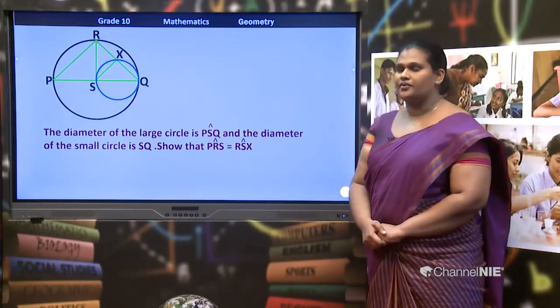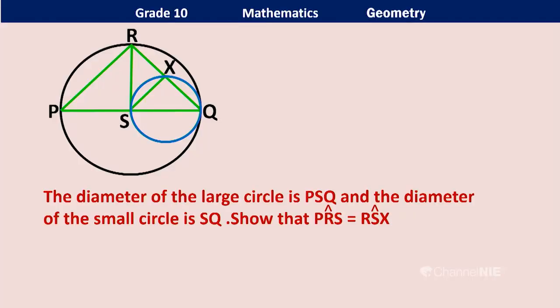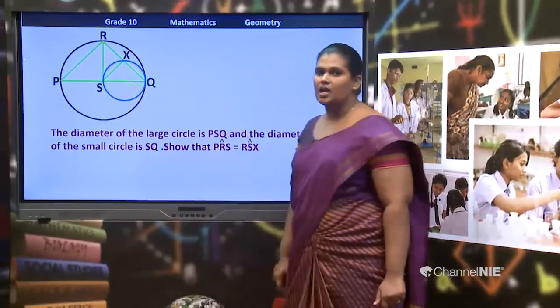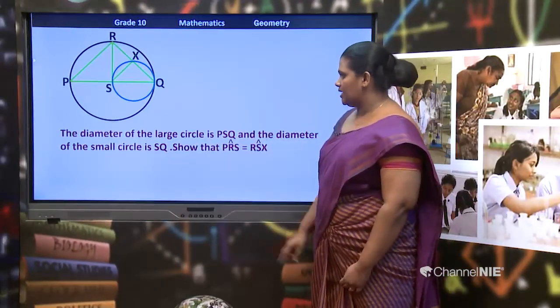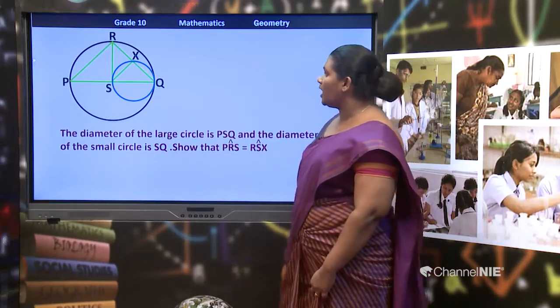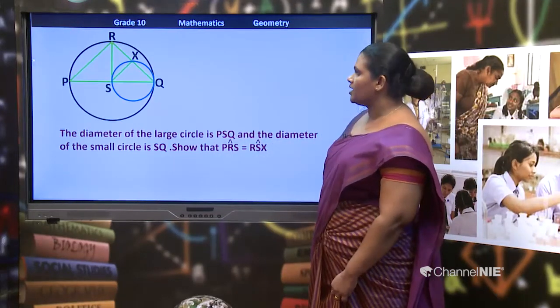Have a look at this diagram. The diameter of the large circle is PSQ and the diameter of the small circle is SQ. Show that angle PRS is equal to angle RSX. First of all, we will have a look at these two diameters. PSQ, that is the diameter of the large circle. SQ is the diameter of the small circle. They are asking us to show that angle PRS is equal to angle RSX.